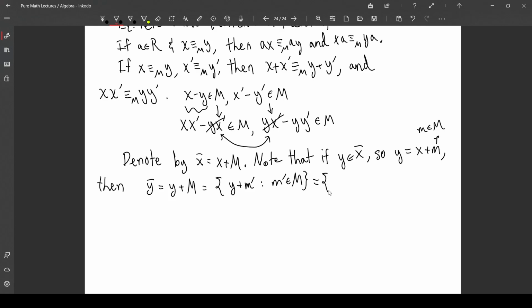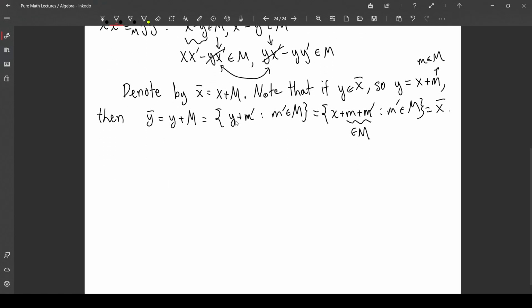And so since y is equal to x plus m, this is the set of x plus m prime, where m prime is in M. And this m plus m prime is going to again be in M. So this shows that this is, in fact, x bar.